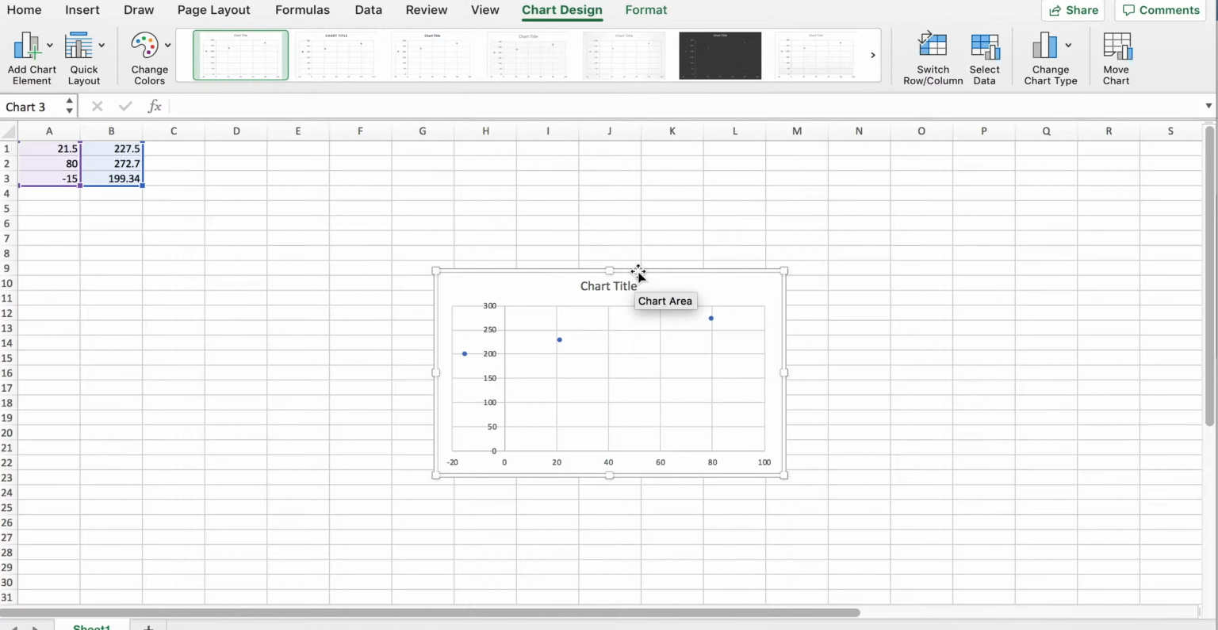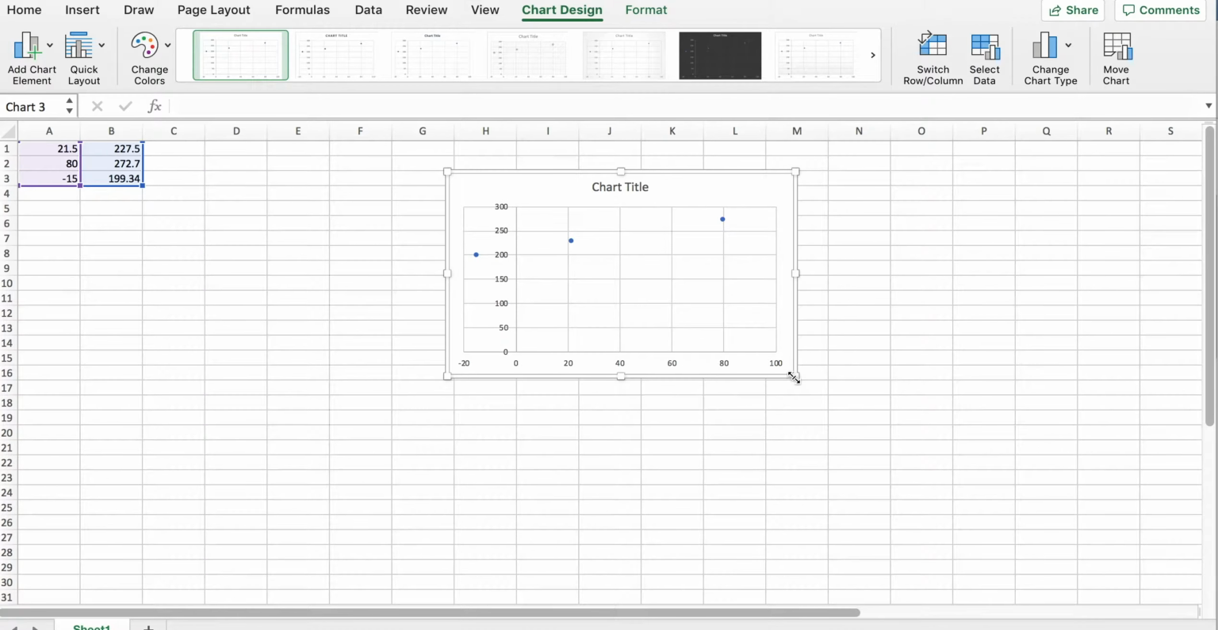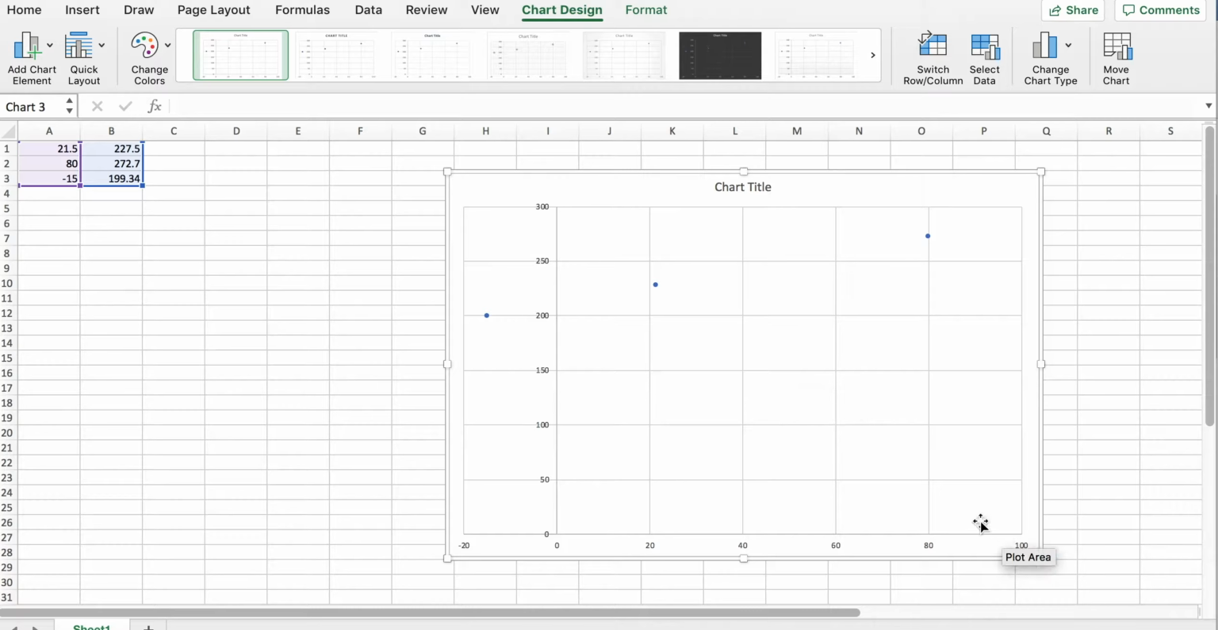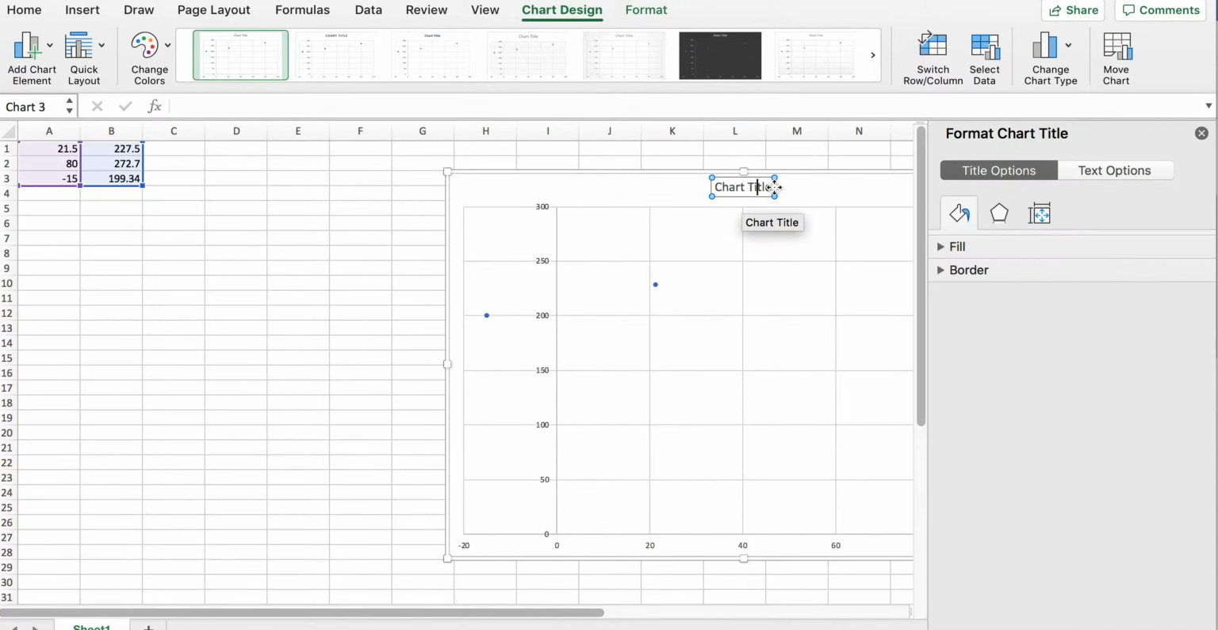So there's your chart. I'm going to enlarge it a little bit. There we are. I can change the title just by clicking on it, and I'm going to put in determination of absolute zero, and I'm going to put my name here as well. And I want you to do the same thing when you put together your chart.